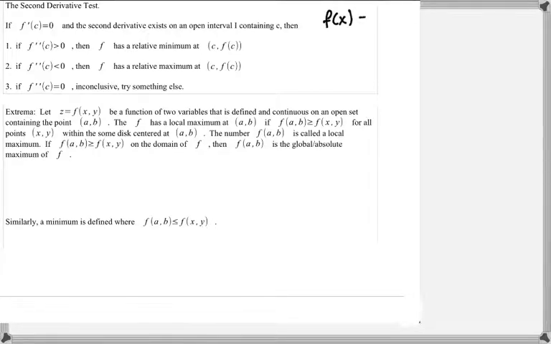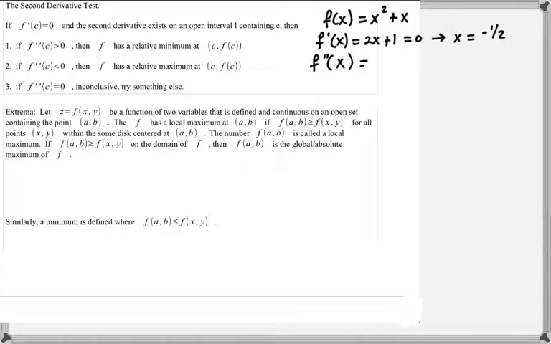All right, so if we look at f of x equals x squared plus x, f prime of x is going to be 2x plus 1. That's going to be equal to 0 when x is equal to negative 1/2. Then the second derivative of f is going to be 2, and so f double prime at negative 1/2 is equal to 2. That's greater than 0, and so by the second derivative test, that tells us that we have a minimum at negative 1/2, f of negative 1/2.